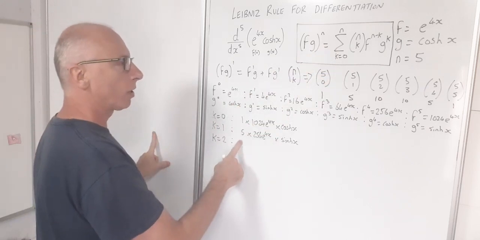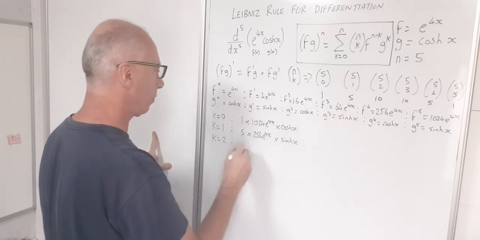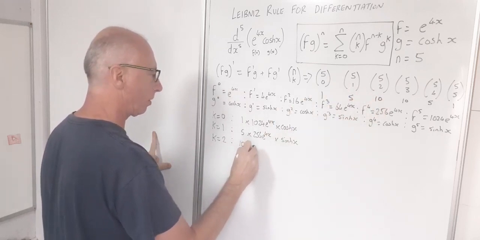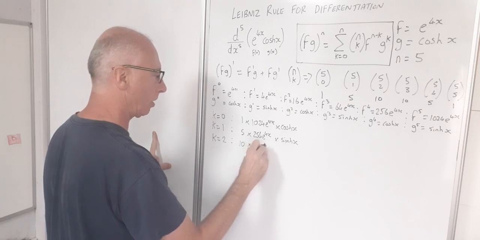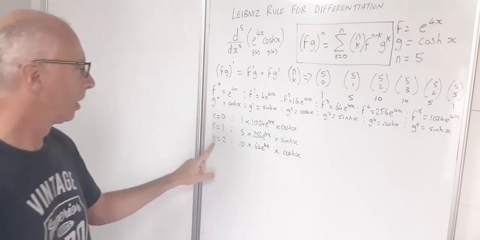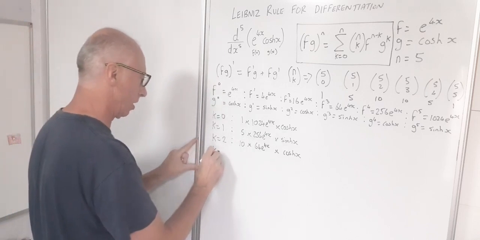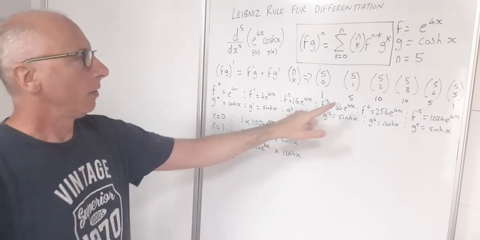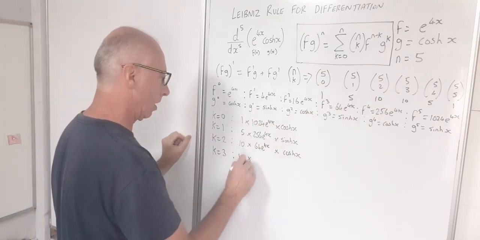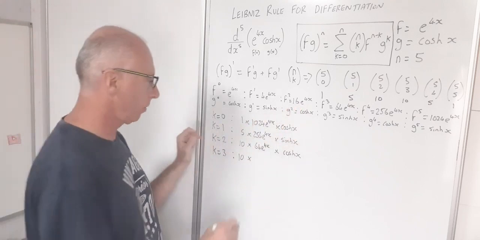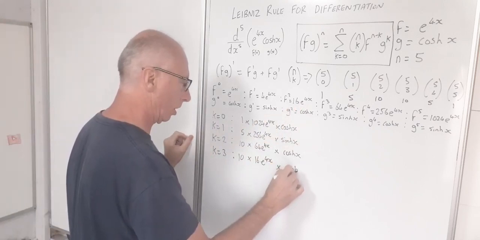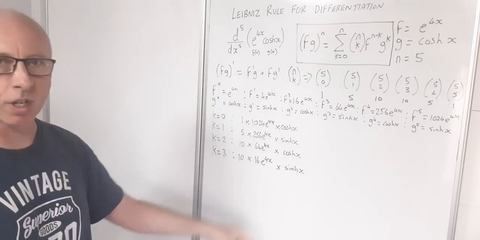So k equals 2. So now we've got the third derivative, which is 64e to the 4x, and 5 choose 2, which is 10. So 10 times 64e to the 4x times cosh of x. K equals 3. 5 choose 3, which is 10. Second derivative is 16e to the 4x times sinh of x. These are pretty easy because it's just going to alternate.